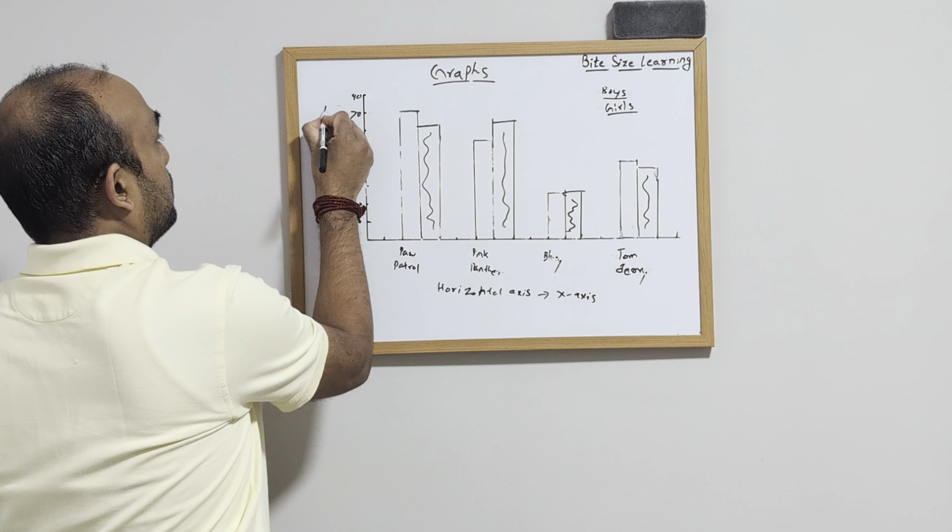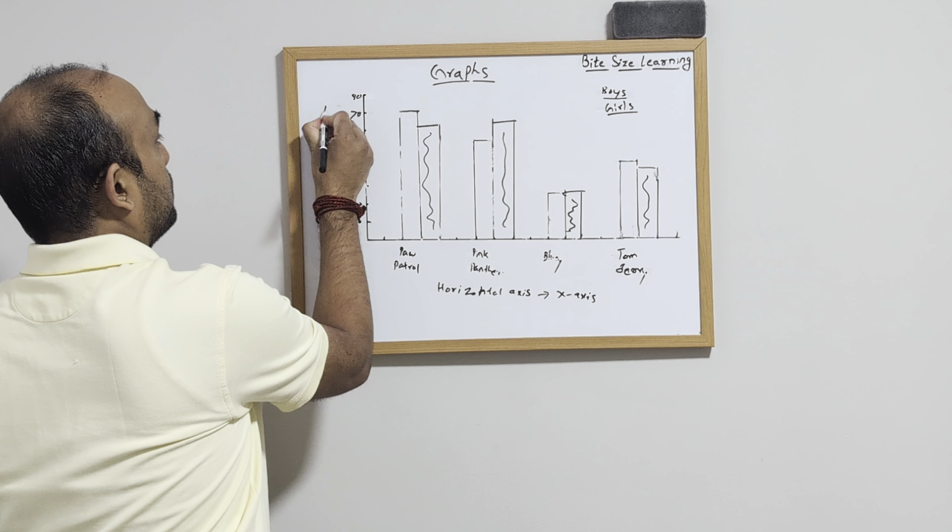Now if I ask which cartoon show is watched more by girls than boys, you need to look at the graph and see where the girls' data is higher. Here it is lesser, here it is higher, here it is equal, here it is lesser. So Pink Panther is the cartoon show that is watched more by girls than by boys.